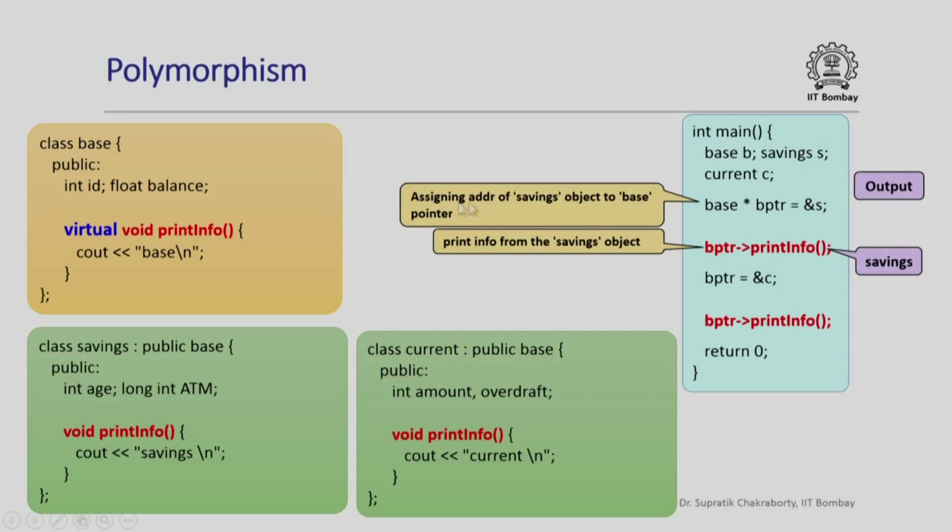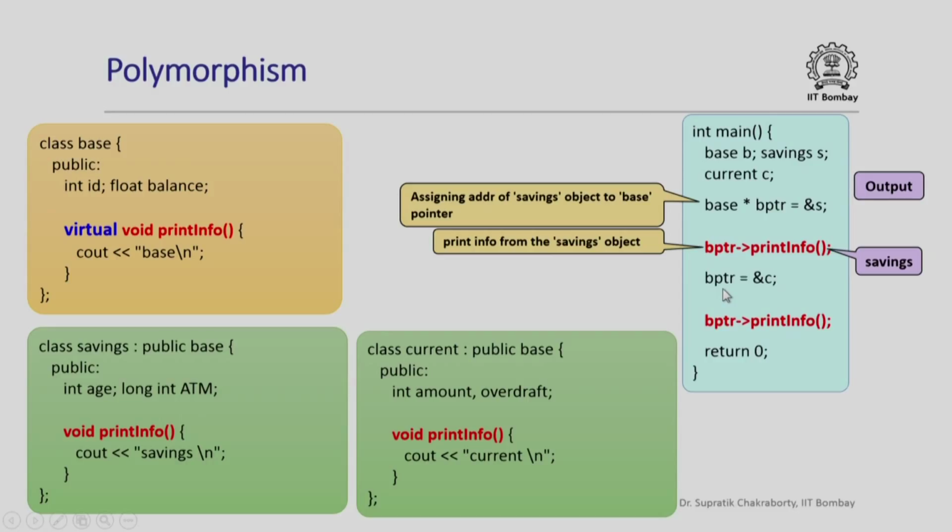So here we are assigning the address of a savings object to the base pointer, which is fine, we have seen earlier. But now, because BPTR is really pointing to an object of the savings class, and because printinfo is declared as virtual in the base class definition, this printinfo will be the printinfo definition from the savings class, and you will see the output savings over here coming from this statement.